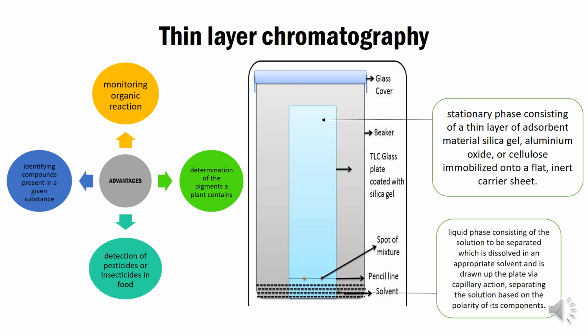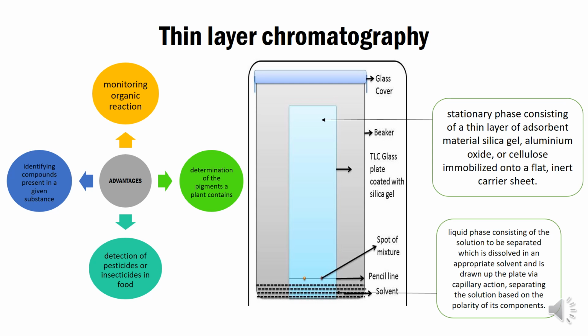Another type of chromatography we can use is thin layer chromatography, or TLC. Thin layer chromatography is also used to separate mixtures. It consists of two phases, which are the stationary phase and the liquid phase.